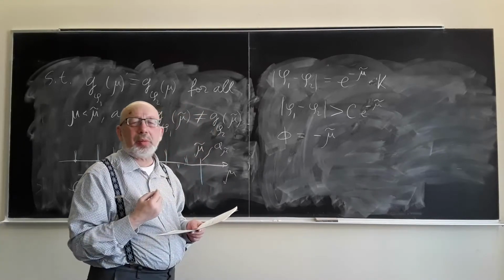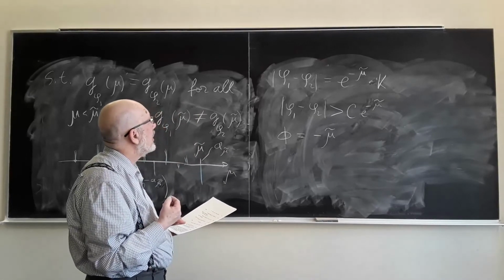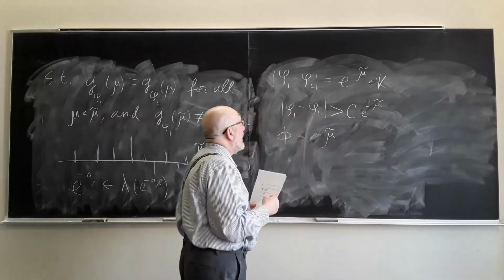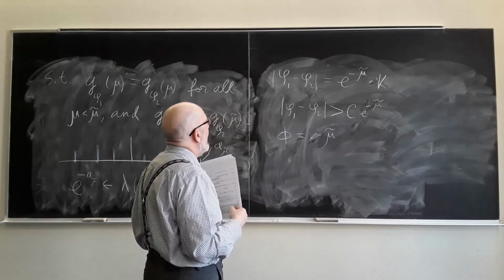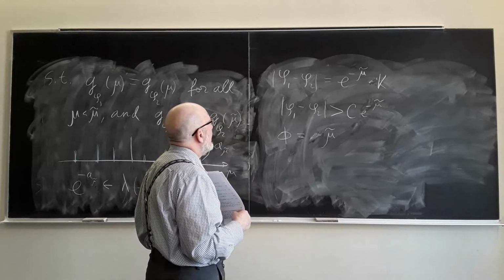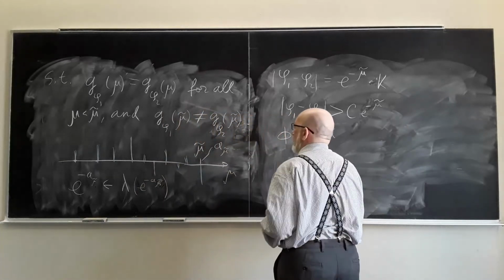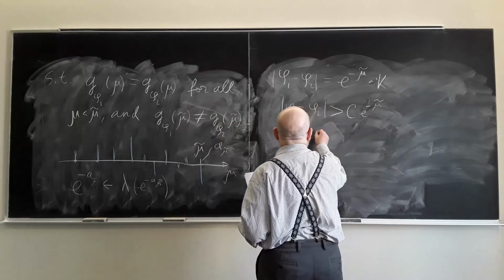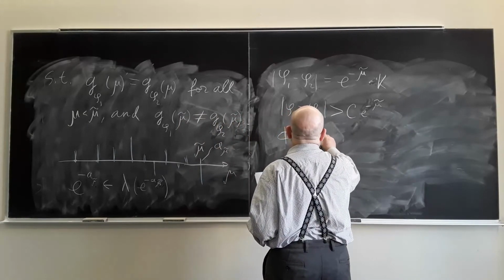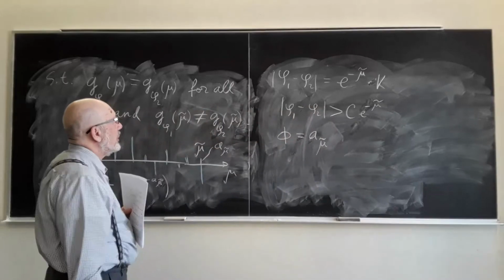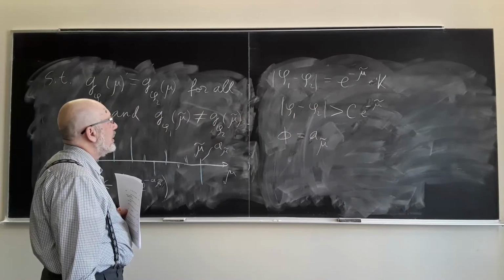Minus or plus? Excuse me? Phi equal to mu tilde is plus. This one? Plus. Mu tilde. No, it is not mu tilde, it's a mu tilde. Phi is a sub mu tilde, so it is an element of this class mu tilde.